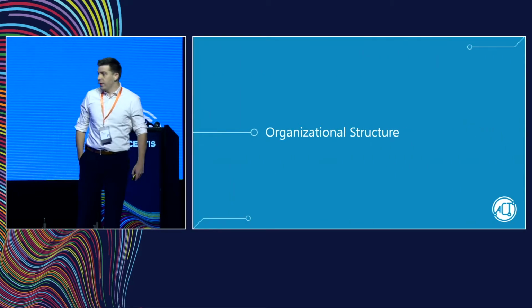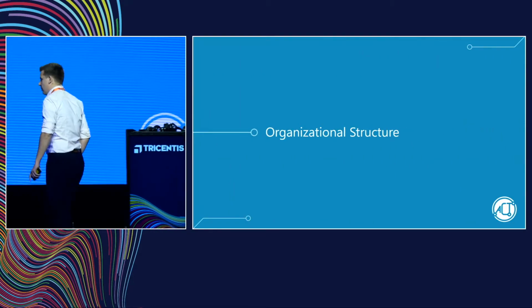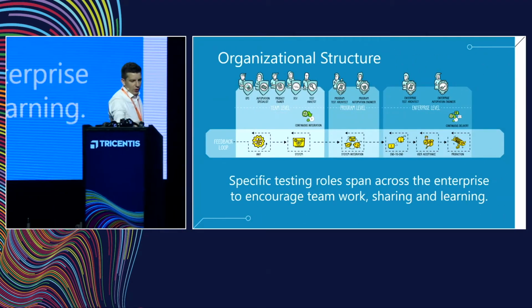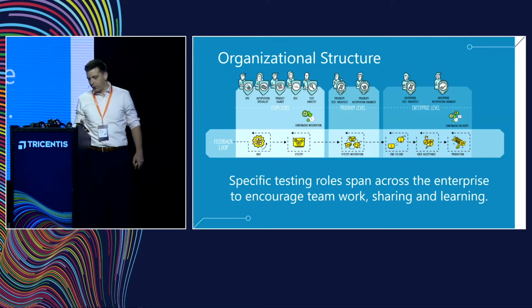All right. So that's the first thing. So that's the feedback loop. Then we talk about the organizational structure. And when we talk about the organizational structure, we have defined 3 different levels.